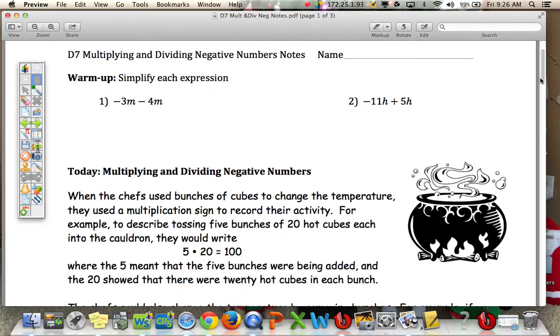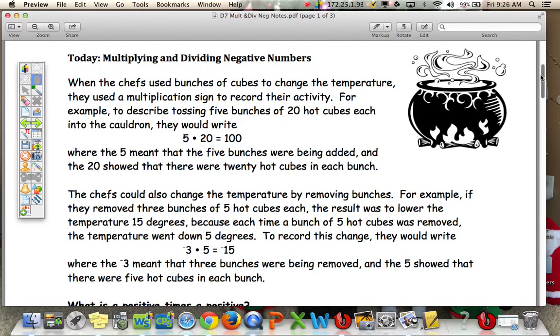Since we spent yesterday looking at adding and subtracting, today we're going to look at multiplying and dividing. And we're going to look at it in terms of this same story as yesterday and find a general rule. And then we'll apply that rule or practice the rule. When the chefs use bunches of cubes to change the temperature, they use multiplication signs to record their activity.